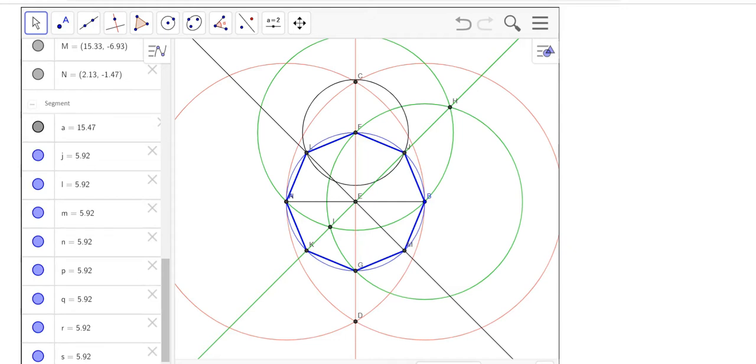Now you'll notice the methods that we're talking about here. We had that square originally constructed, and then we bisected each of those angles. We can bisect any angle that we want. So that idea of bisecting an angle and therefore creating double the number of vertices in a shape is really important to understanding what type of constructions we're actually allowed to perform.